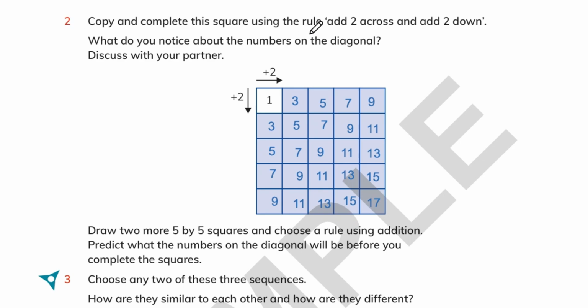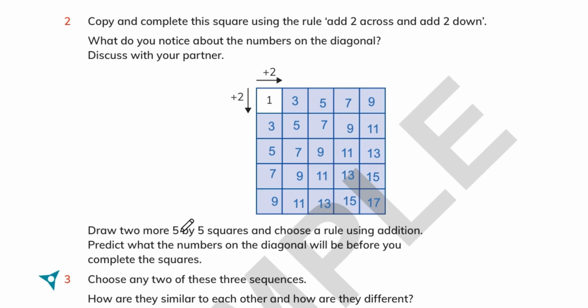What do you notice about the numbers on the diagonal? Now, what do we notice here? You know that we have added 2 across and 2 down, but when we see the diagonal part, it is increasing by 4. Every diagonal square is increasing by 4. 1, and then 5, and then 9, and then 13, and then 17. This is what we noticed about it.